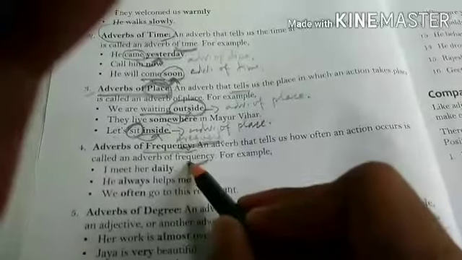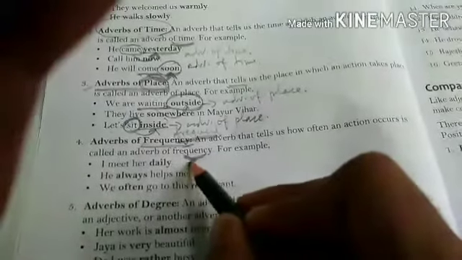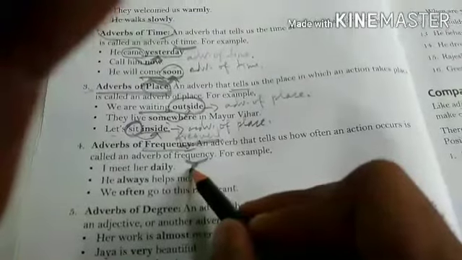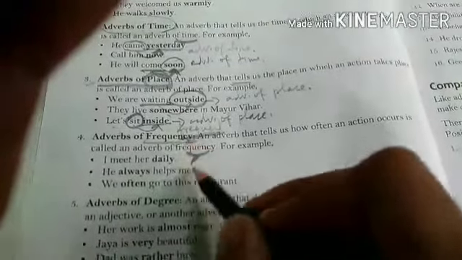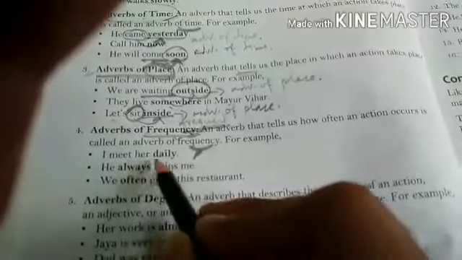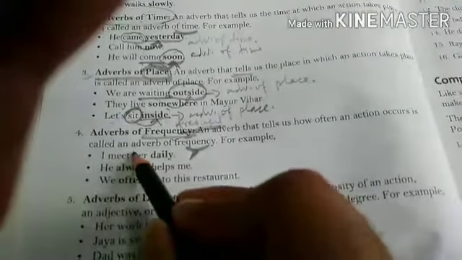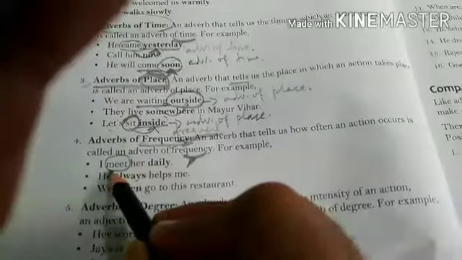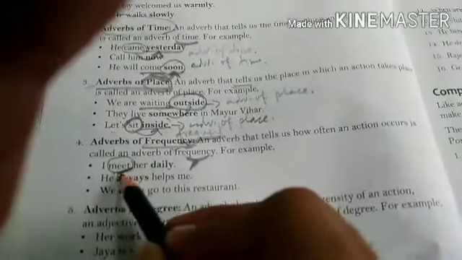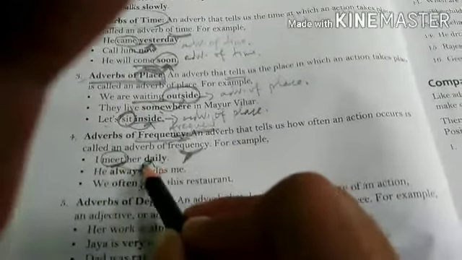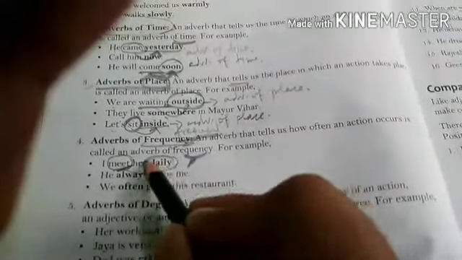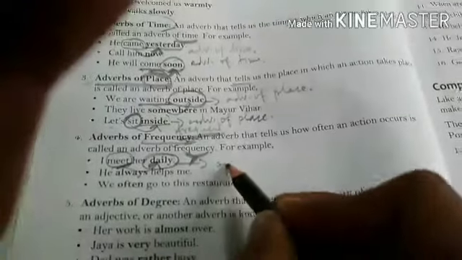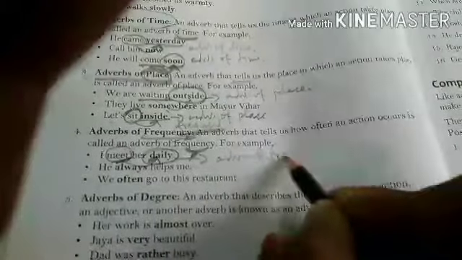So if those adverbial words tell us about the how often of the action, then those adverbs are adverbs of frequency. Like example, I meet her daily. So the verb is meet here. So when do I meet her? Daily. So how often does the action take place here? Daily. So daily is adverb of frequency.